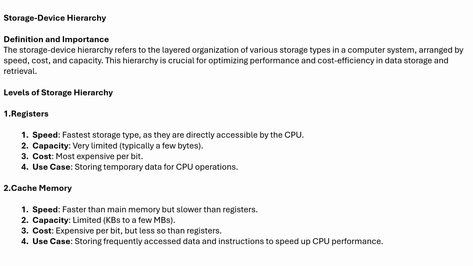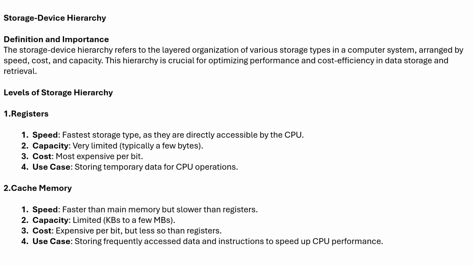Levels of storage: registers. The speed is the fastest. It is the fastest storage type, directly accessible by the CPU, capacity is very limited, and cost is the most expensive per byte. The use case: storing temporary data for CPU operations.